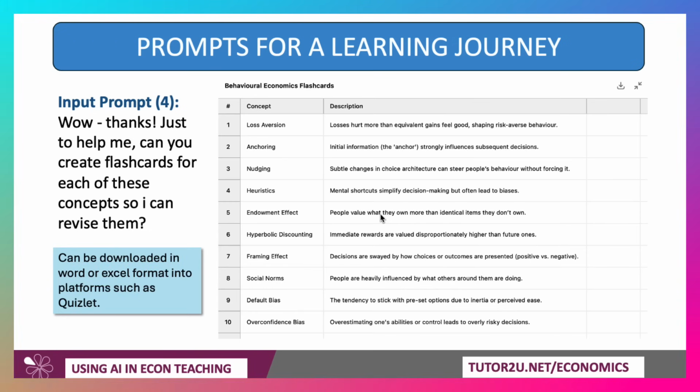Oh, yeah, by the way, please provide them and present them in a way that I can download as a Word file, so give that as a prompt, or in Excel, so I can upload it into my Quizlet account. So there we go. There's 10 behavioural economics flashcards, which you can download if you look at the top right-hand side there, and upload into Quizlet. So often if you're using multiple platforms, if you're using Quizlet or other revision flashcard software, you can go straight now from your ChatGPT to your revision account.